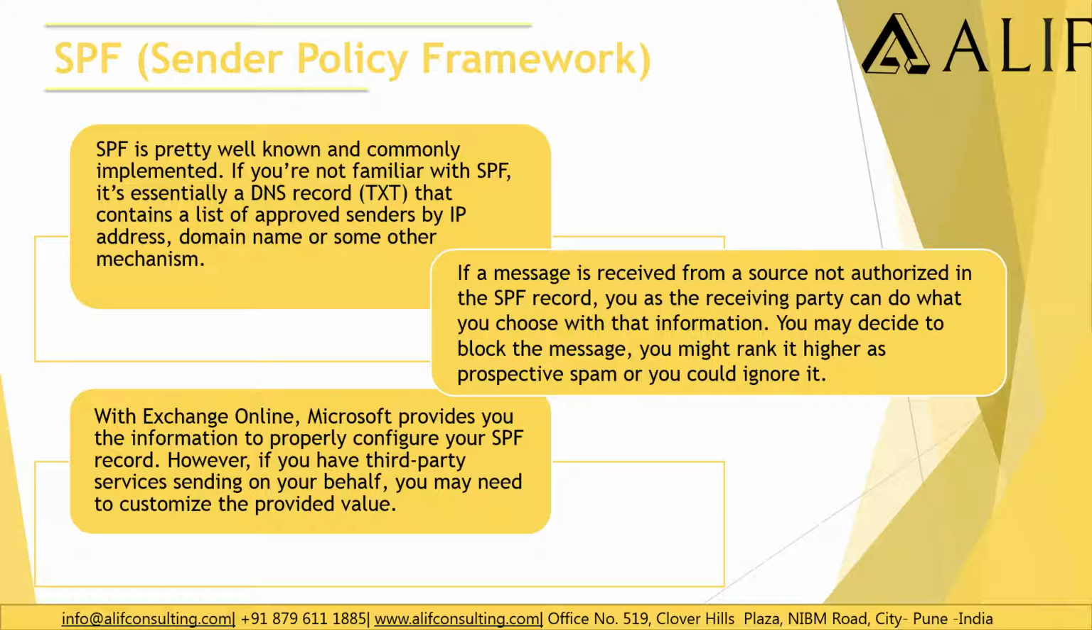Beneath spf.protection.outlook.com there would be hundreds and thousands of IP addresses associated with the Microsoft tenant, which means that only those specific IP addresses are able to send emails on this domain, and this domain is associated with Office 365. Now let me give you a quick example to help you understand this.